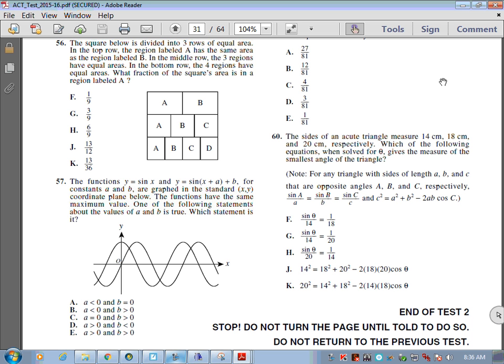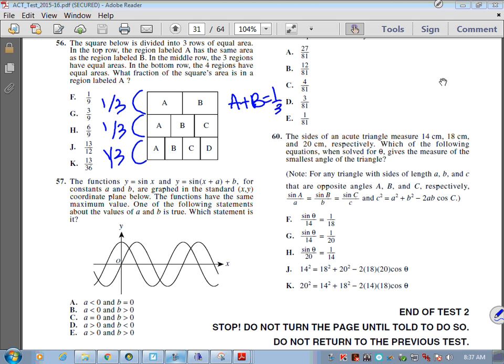We want to know what fraction of the square's area is in the region labeled A. What I want you to understand is that each of these sections represents 1/3 of the area. Can we agree on that? So A plus B equals 1/3, which means I'm going to divide 1/3 by 2, because A represents 1/2 of that 1/3. You follow me? Which is 1/6.